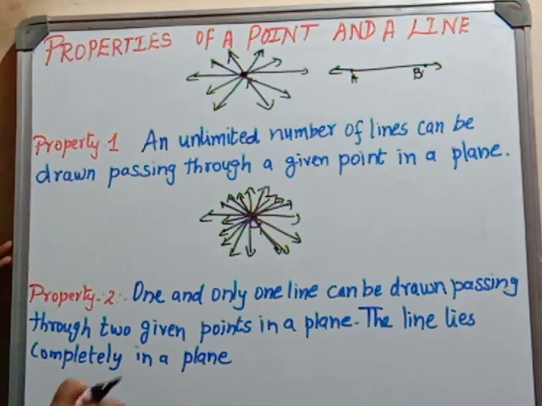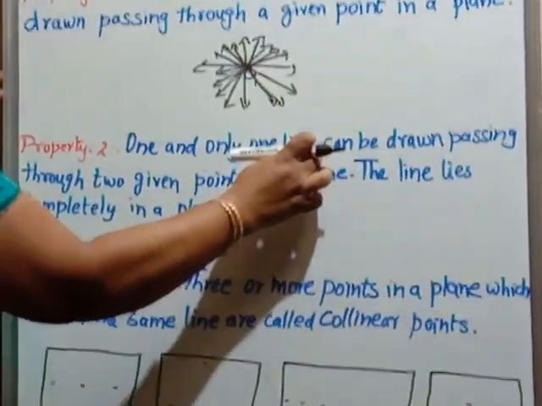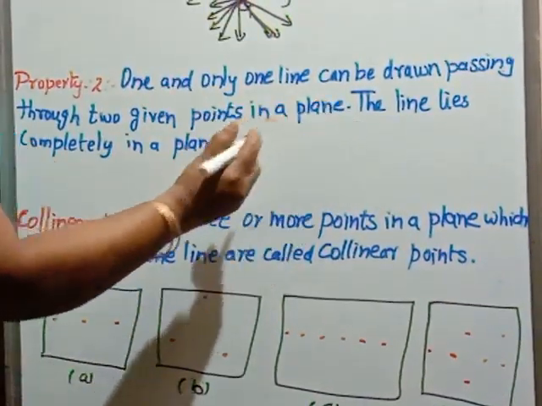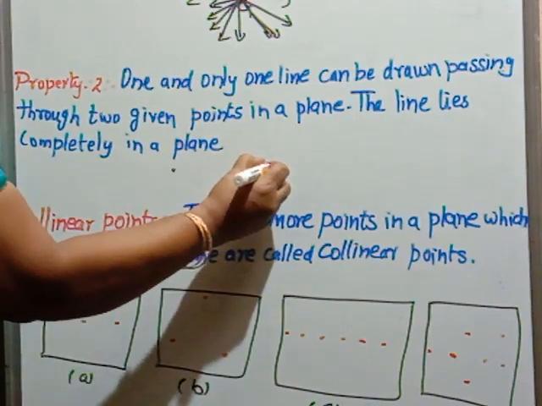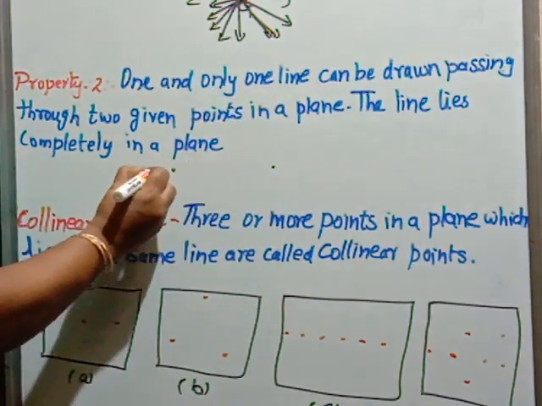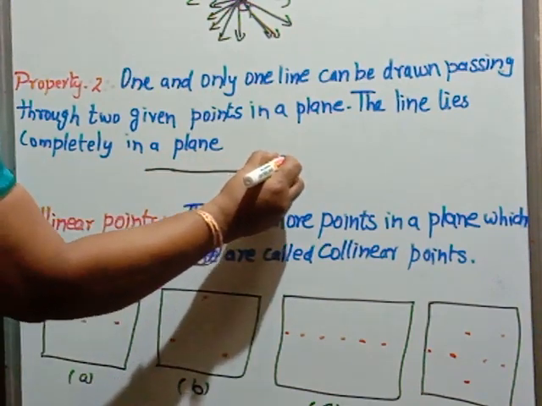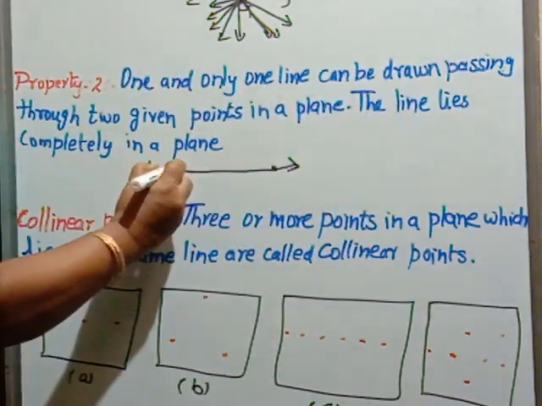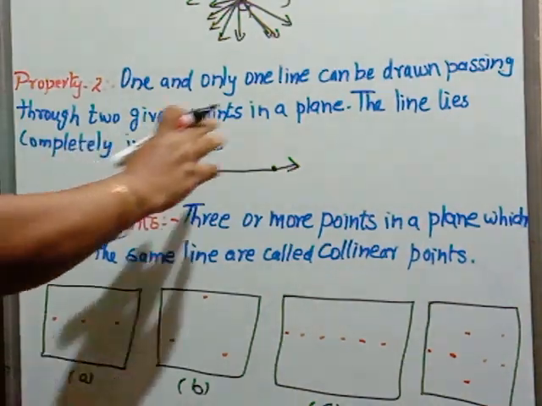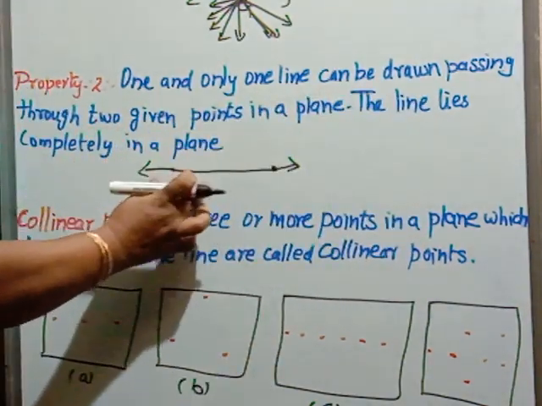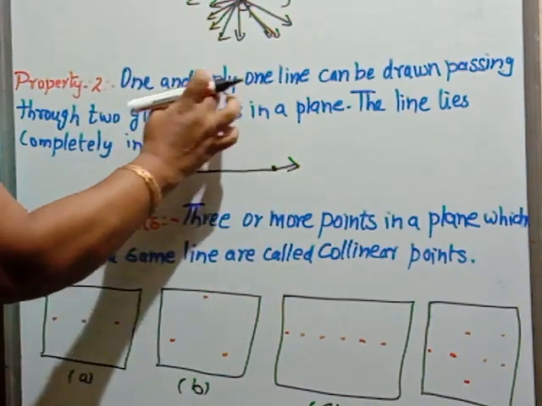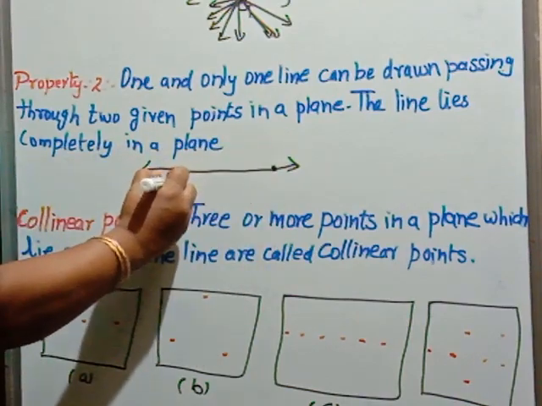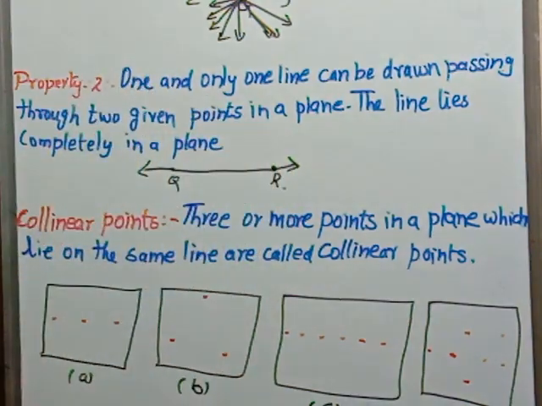What is the second property? One and only one line can be drawn passing through 2 given points in a plane. Here, the very beginning points also, I explained the same thing. Here also we are repeating. Passing through these 2 points, how many lines can you draw? Only one line you can draw. The line lies completely in a plane. One and only one line can be drawn passing through these 2 points, Q, R. This is the second property.